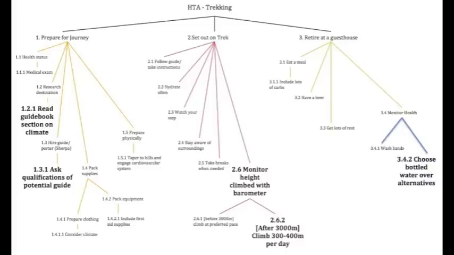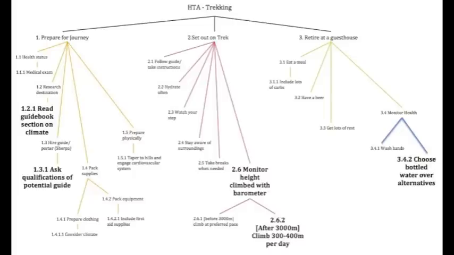Retrieval is getting information from a screen or manual. In our case, a retrieval step was 1.2.1, getting information from a guidebook by reading the section on climate. The next category is check, like a procedural check. In our trekking example, 2.6 was monitoring height climbed with a barometer. This clearly is a check.